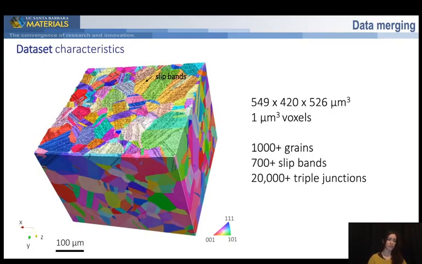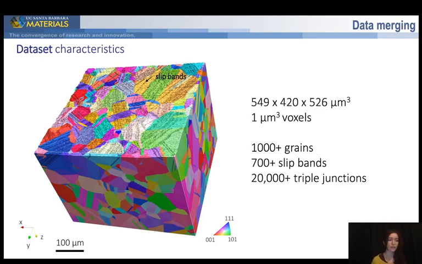So we collected our DIC data and 3D BC data over a relatively large volume and using a quite fine voxel size of 1 micron. Our final dataset contains over 1,000 grains, several hundreds of slip bands, and thousands of triple junctions.